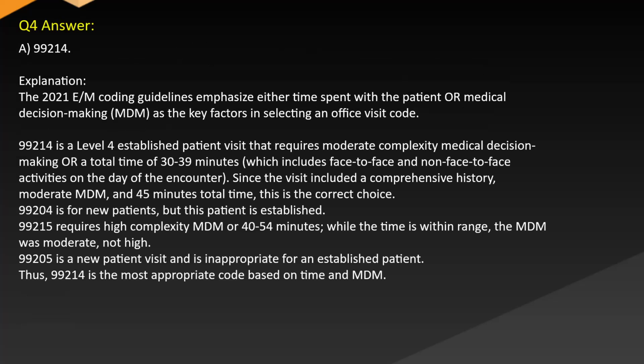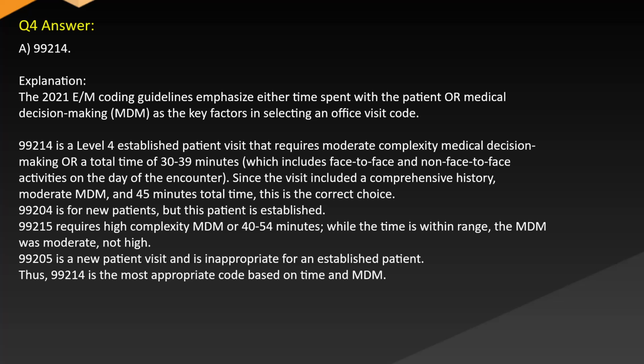Correct answer A. 99214. Explanation: the 2021 E/M coding guidelines emphasize the time spent with the patient or medical decision-making, MDM, as the key factors in selecting an office visit code. 99214 is a Level 4 established patient visit that requires moderate complexity medical decision-making or a total time of 30-39 minutes, which includes face-to-face and non-face-to-face activities on the day of the encounter. Since the visit included a comprehensive history, moderate MDM, and 45 minutes total time, this is the correct choice.